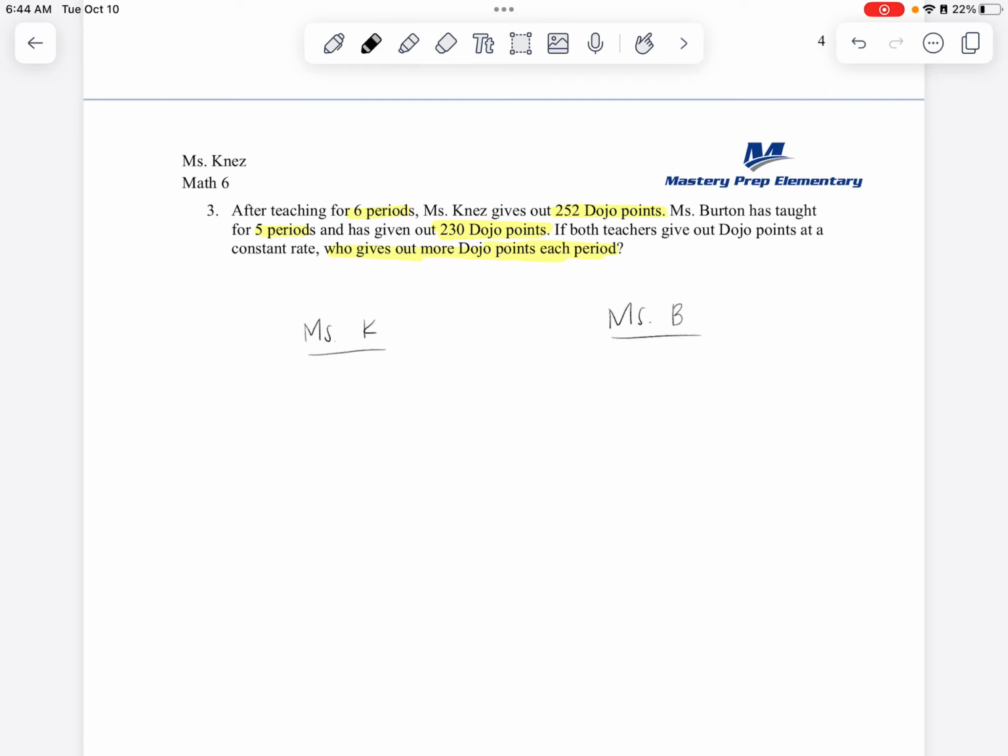And in this case, we're looking for something per something. And I think I've told you guys a few times that usually when we have a time variable, when one of the factors is time, it tends to come second. So in this case, that would be per period. And you'd be using the information above to compare Ms. Knez and Ms. Burton's dojo points per period to see who's giving out more in each class period.